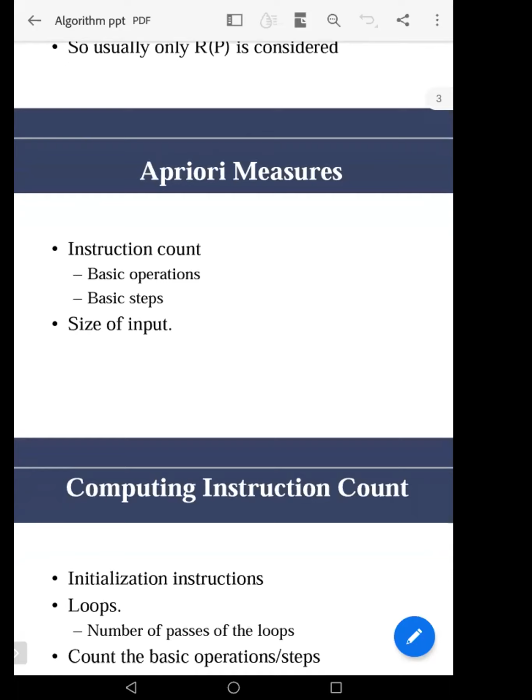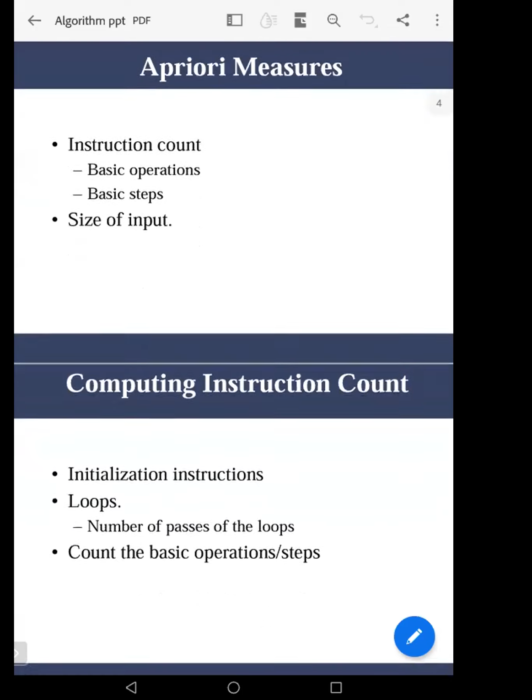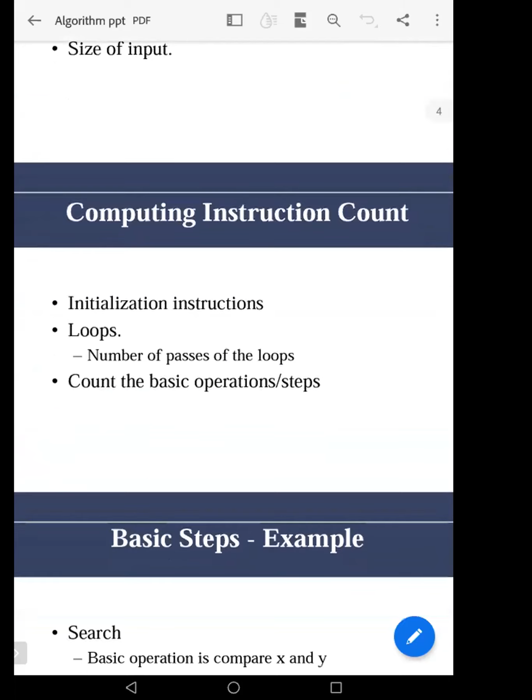Normally the time complexity can be determined by using the asymptotic notations. I will discuss just after this what those asymptotic notations mean. So there is a loop, the number of passes of the loop, then counting the basic operation or the steps in the loop. Because whenever we analyze an iterative or non-recursive algorithm, the complexity basically depends on the number of loops you are using in the program or algorithm.